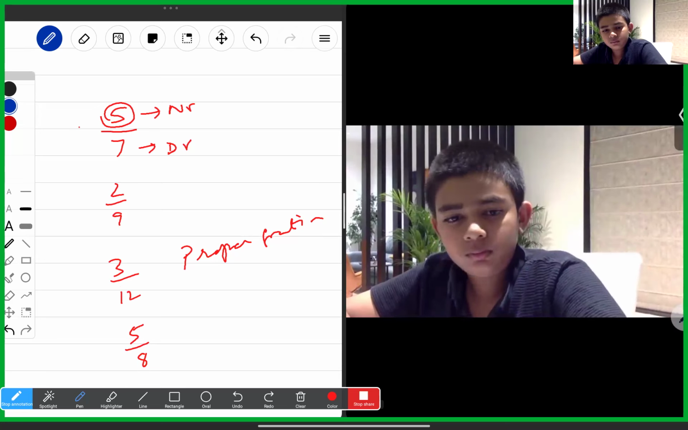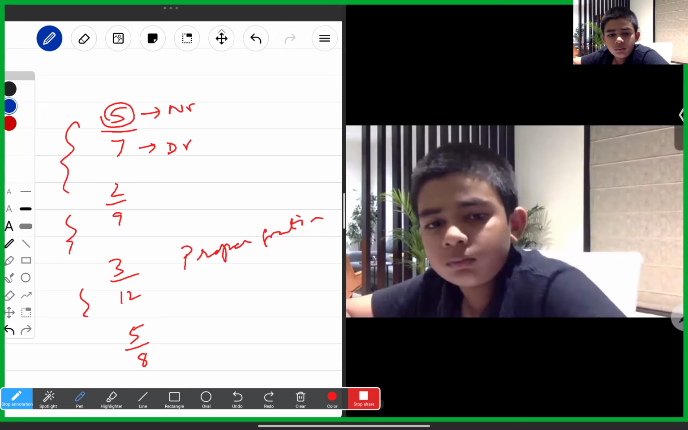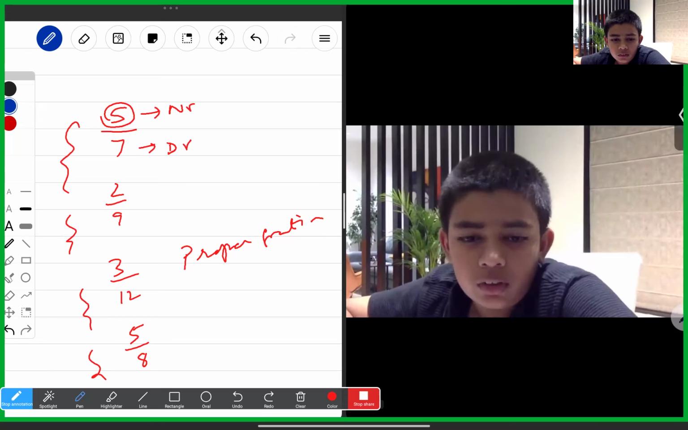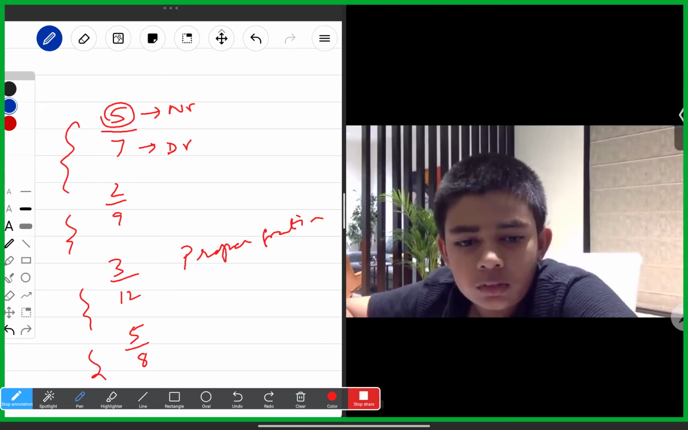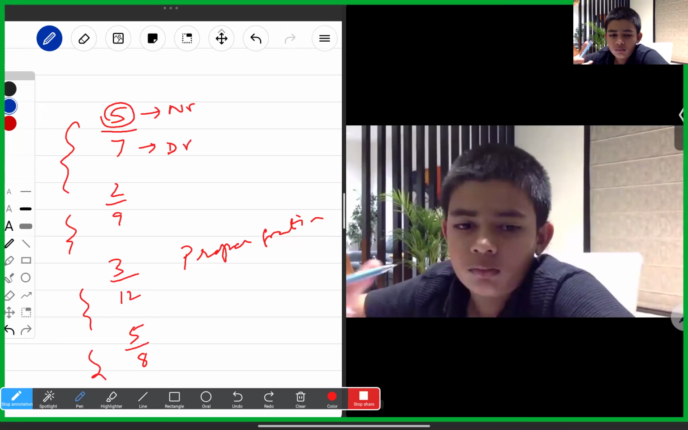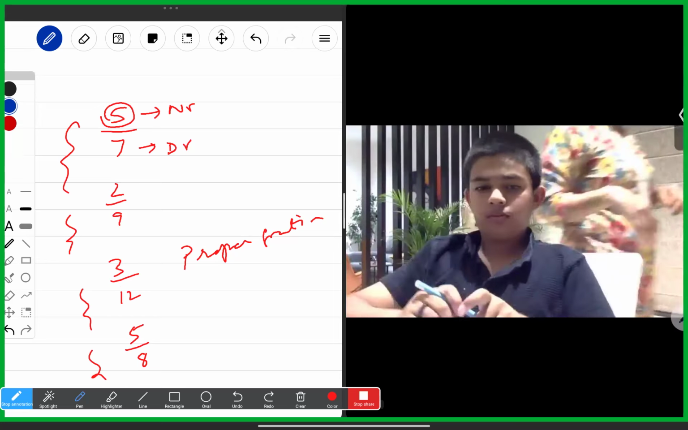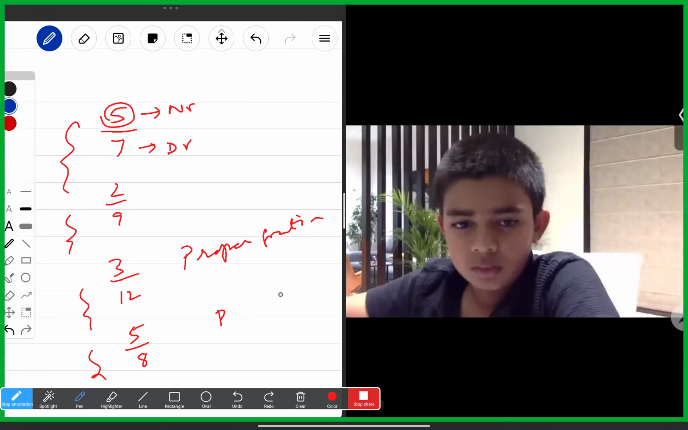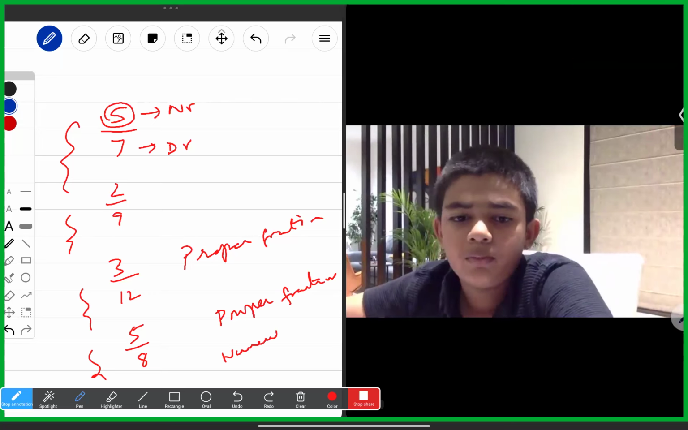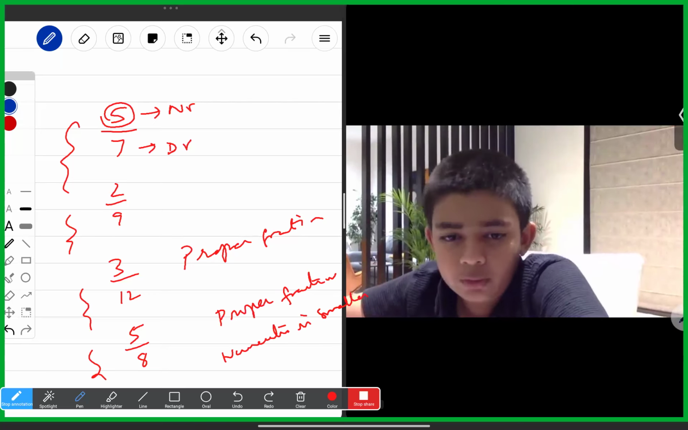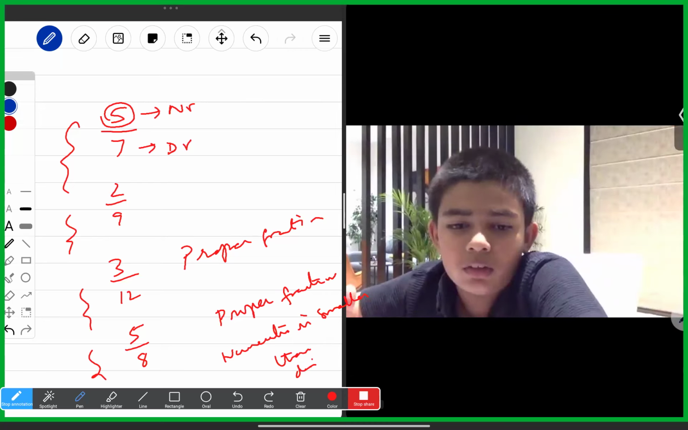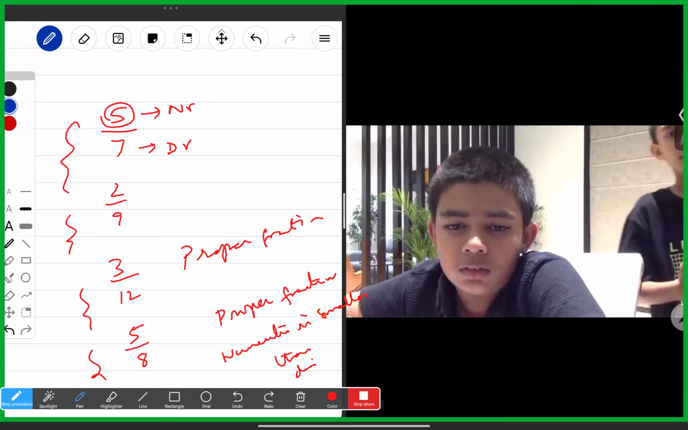With these fractions, if you observe, in all of them the numerator is smaller than the denominator. Even though the numbers and digits are different, the common thing for all these fractions is that the numerator is smaller than the denominator. So proper fractions are those fractions whose numerator is smaller than the denominator. Basically, numerator less than the denominator, we'll call them proper fractions.